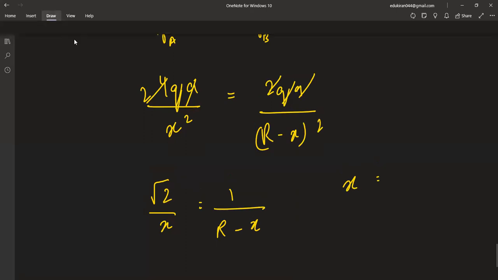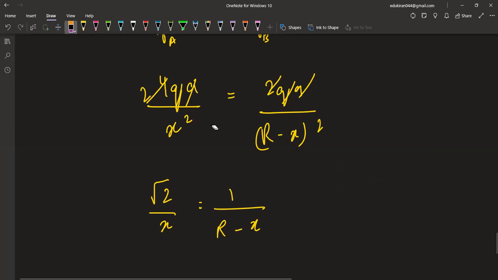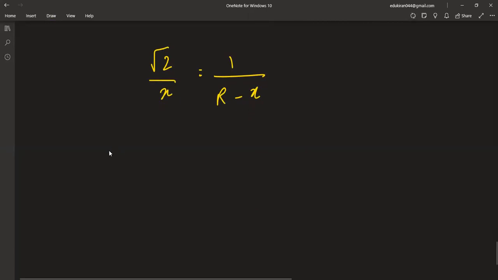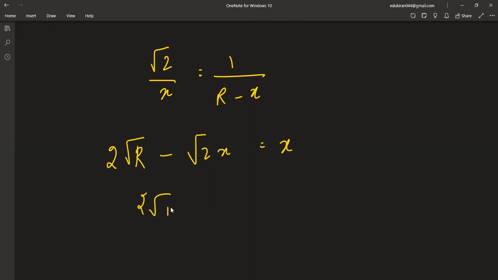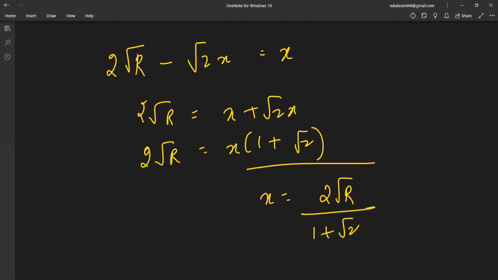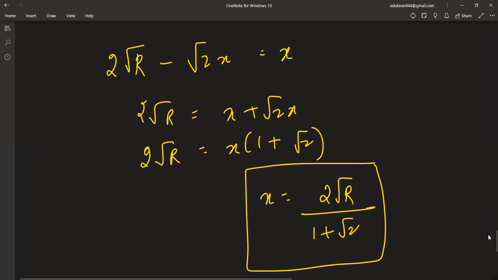Let's cross multiply first, because x is there in the denominator also, so we won't get our answer in one line. So this becomes root 2 times r minus root 2 x equals x. So root 2 r is equal to x plus root 2 x. Now we can take root 2 r is equal to x times 1 plus root 2. Finally, your answer x is root 2 r divided by 1 plus root 2. Now I will show you how the options are actually made in your exams. This is the answer. Is this clear first? Tell me, Shahid.